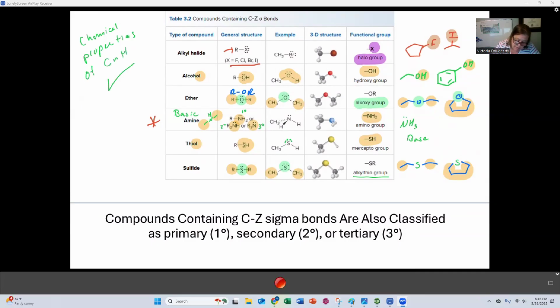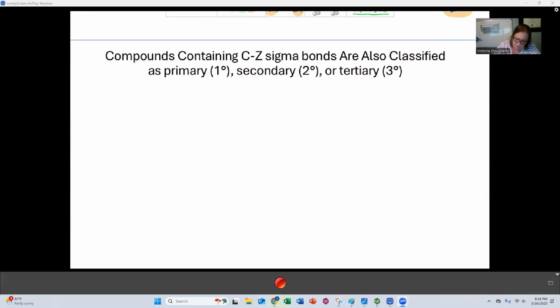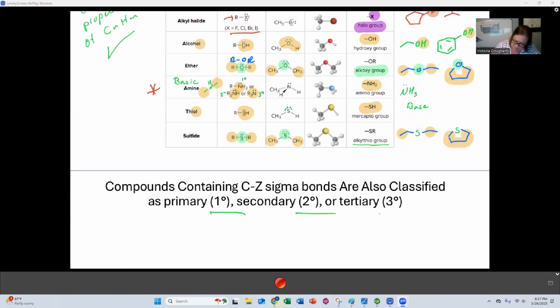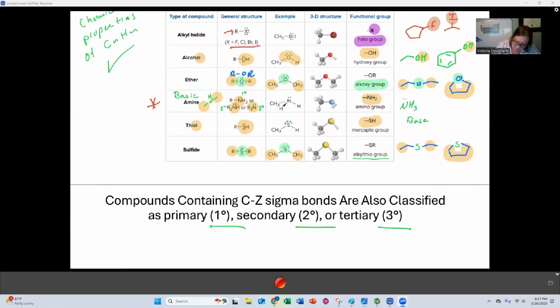Hydrocarbons, and then basically everything on this page except for amines. All right, and so let's talk about how we classify these as well. We can also classify these as primary, secondary, tertiary. It's a little different for some of them, but I'm going to start with the simplest. For being able to classify them as primary, secondary, or tertiary, here we're only talking about alkyl halides, alcohols, and thiols. Then we're going to have a special classification for how we look at amines.